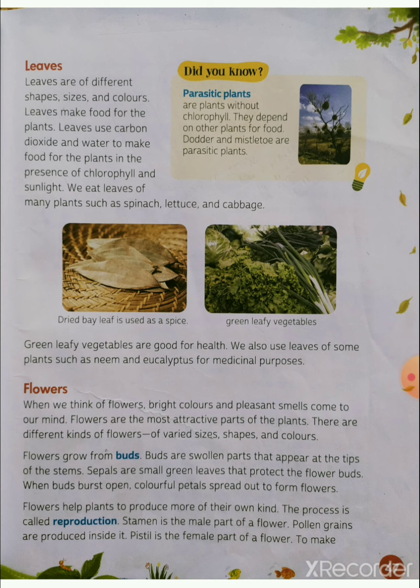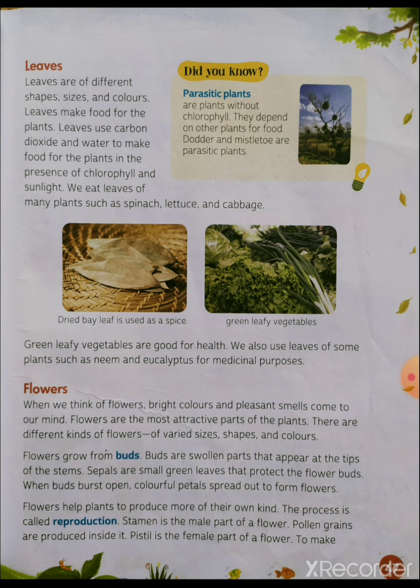Now here in the yellow box just beside leaves, a small piece of information is given about parasitic plants. So what are parasitic plants? Plants that do not have chlorophyll and cannot prepare their own food, and for their food depend on other green plants, are called parasitic plants. Examples of parasitic plants are dodder and mistletoe.